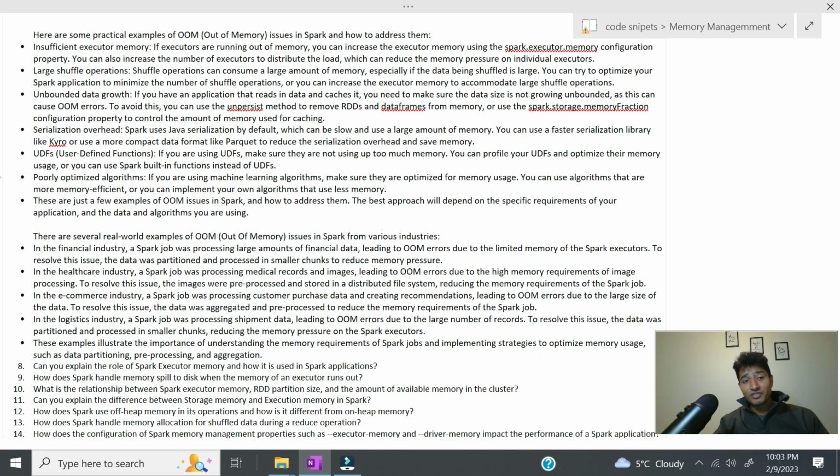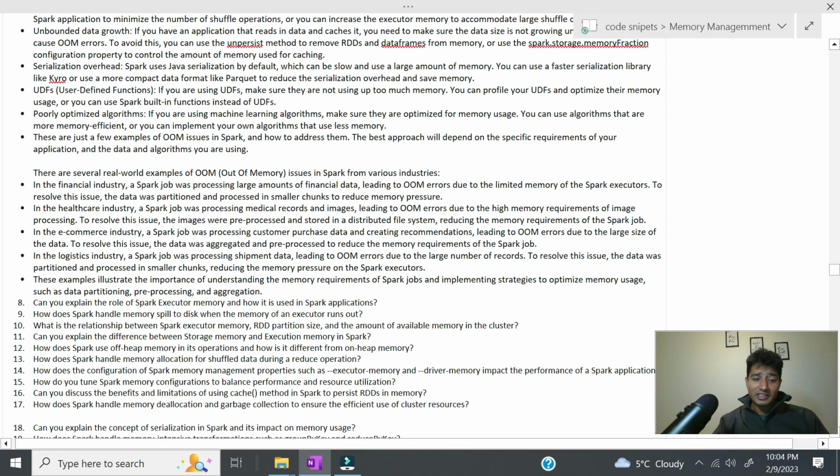Large shuffle operations, obviously, will cause execution memory shortage, and it will give an out of memory error. If data has grown exponentially, if you have an application that reads data and caches it, you need to make sure the data size is not growing unbounded, as it can cause out of memory issues. Serialization overhead: Spark uses the Java serializer by default, which can be slow and use a large amount of memory. UDFs I have already explained, and poorly optimized algorithms are very common across any processing system. Okay.